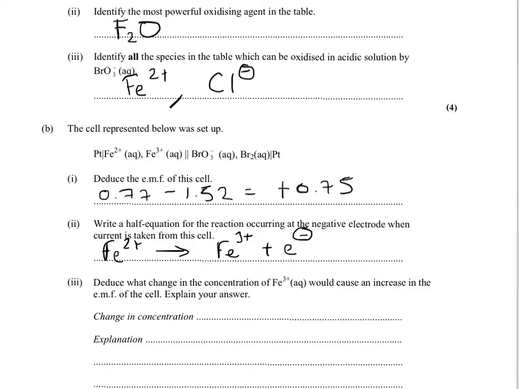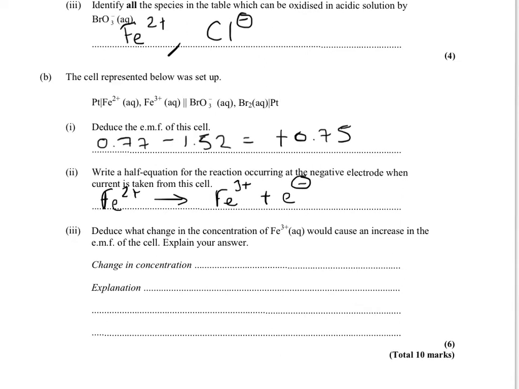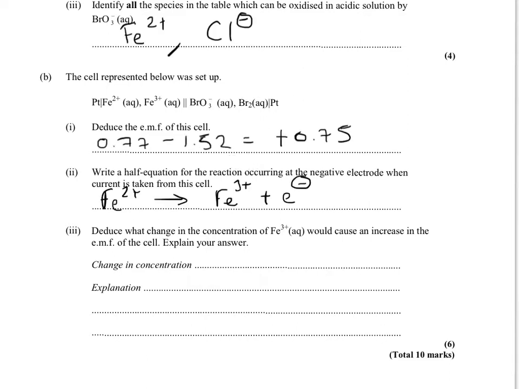And then, if we look at the next question, deduce what change in the concentration of Fe3+ would cause an increase in the EMF of the cell. So we've got to think very carefully about this question. First thing we've got to think about is how can we increase the EMF of the cell by changing the electrode potential of this cell. Now the electrode potential of this cell is the more negative one, so if we can make this electrode potential more negative, then that will make this EMF bigger because the difference between these two numbers will be greater.